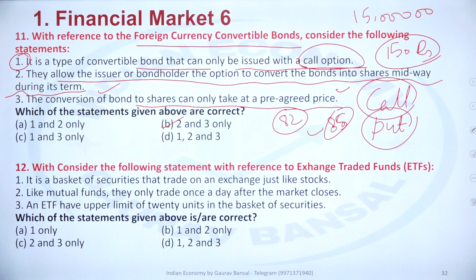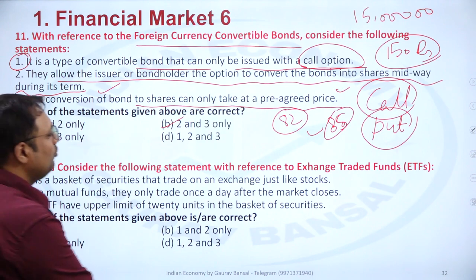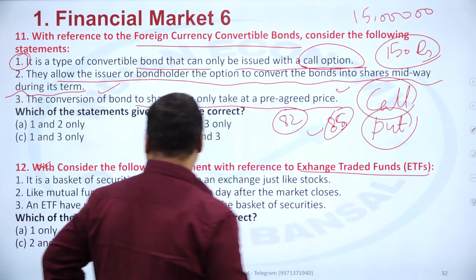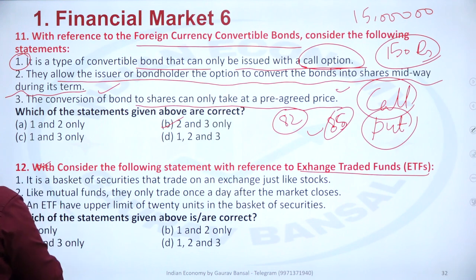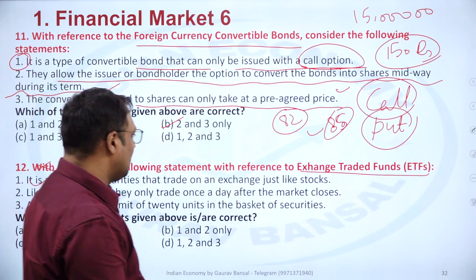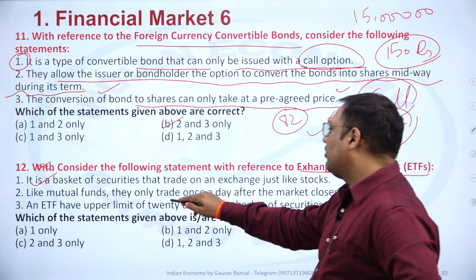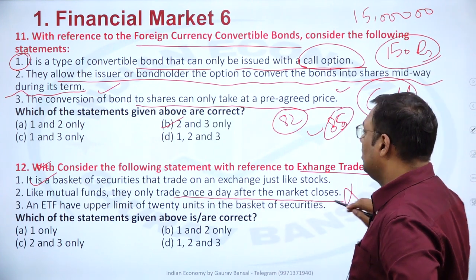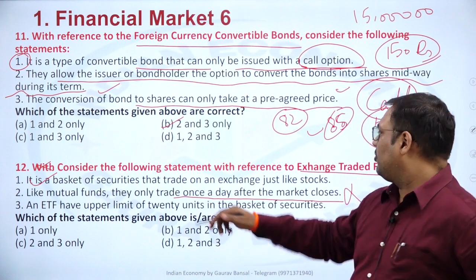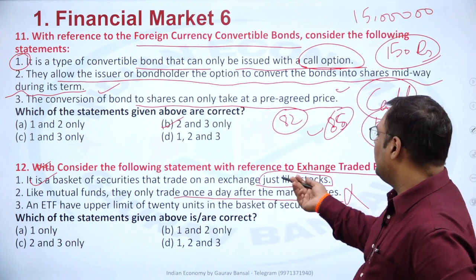12th, consider the following statement with reference to exchange traded funds. It is a basket of securities that trade on exchange, just like stocks. That is correct. Like mutual fund, they are traded once a day after the market close. This is wrong. Exchange traded fund can be traded like stocks. That means they can be traded throughout the day.